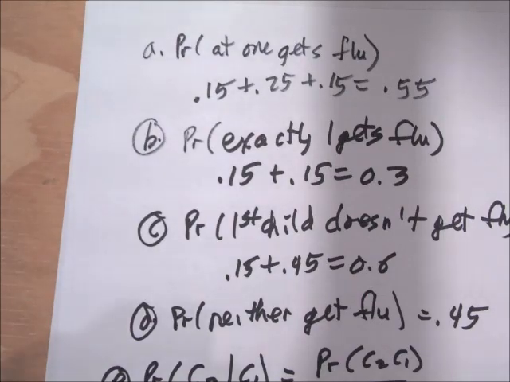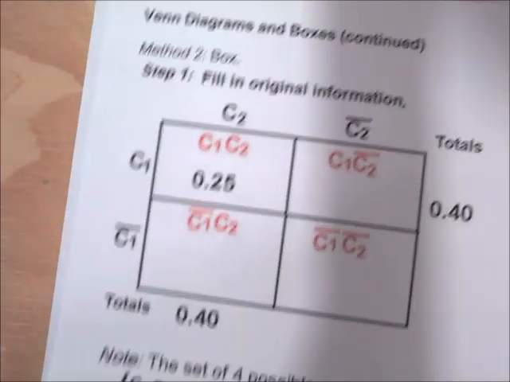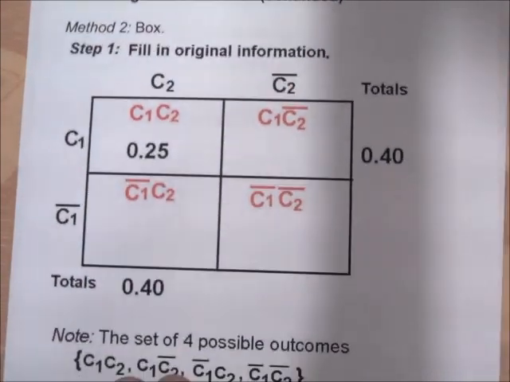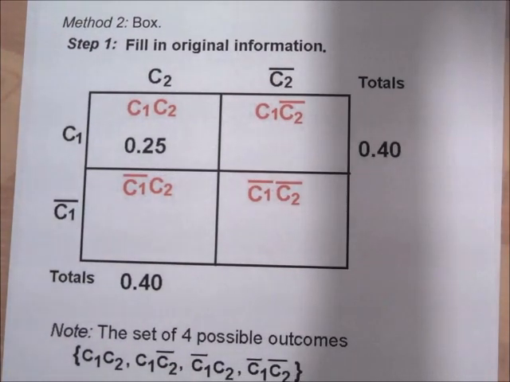Now, there's another method of answering these questions. I like to call it the box method. It shows a little bit more detail than the Venn diagram. The Venn diagram has been around for several hundred years. It's kind of a traditional way of doing things. The reason I like the box method is that it shows a little bit more detail.